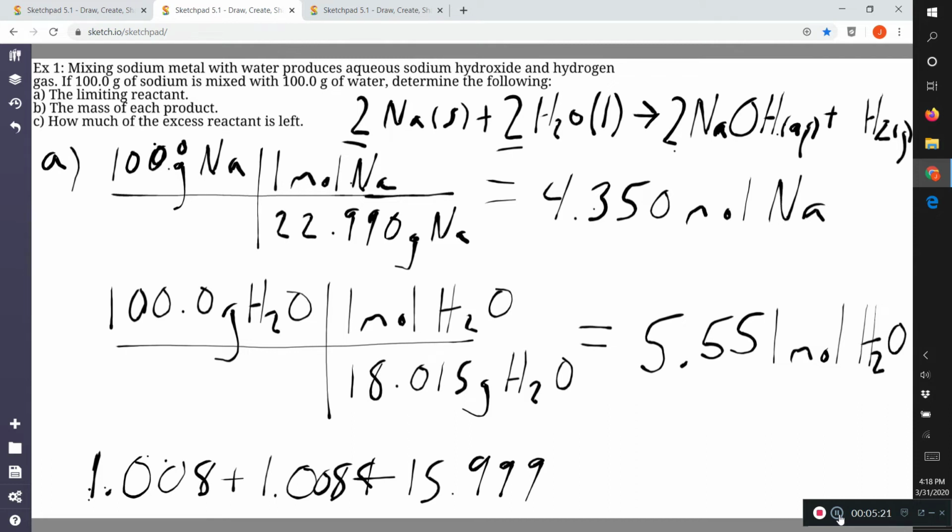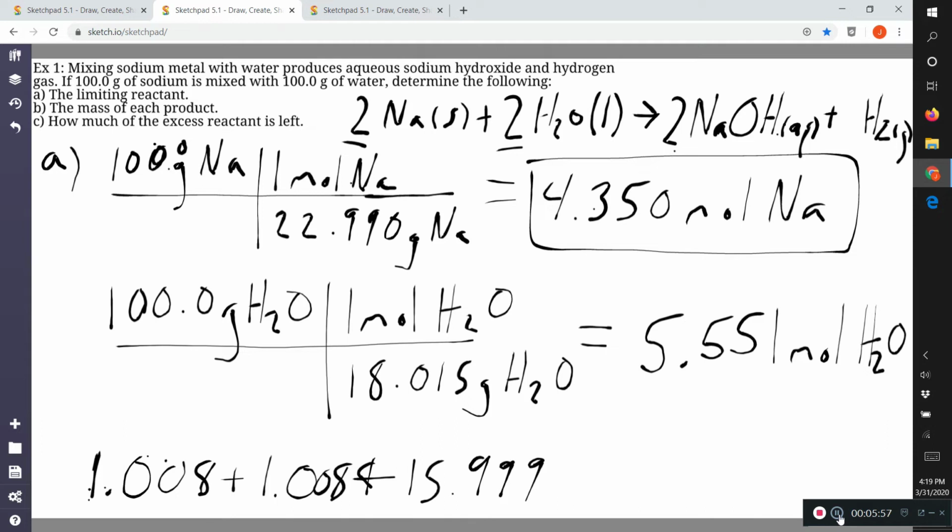So, which one's our limiting reactant? Well, we needed 2 sodium atoms for every 2 water molecules. Remember, moles and particles can be thought of in similar ratios. So we need the same amount of moles of sodium as we do water. Since we have less sodium, sodium is our limiting reactant. We have more water than we need and less sodium than we need.